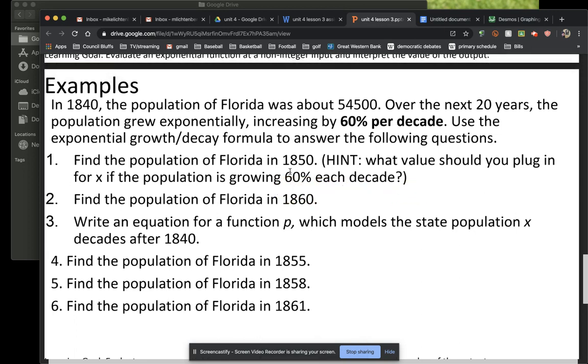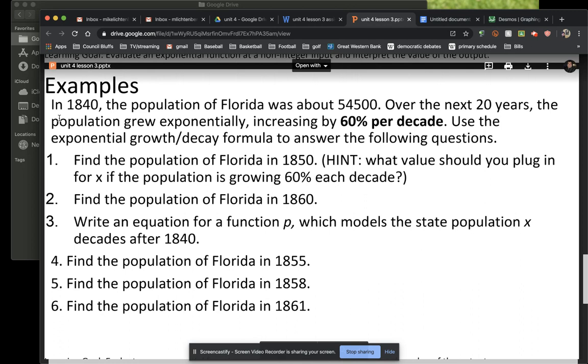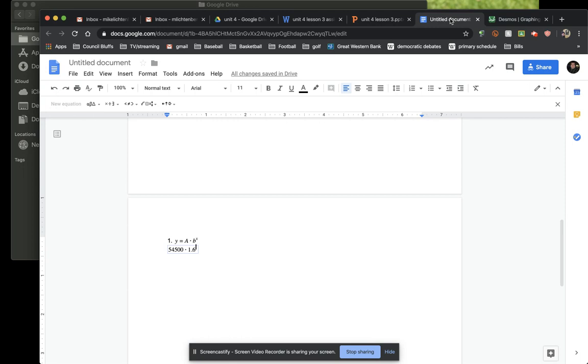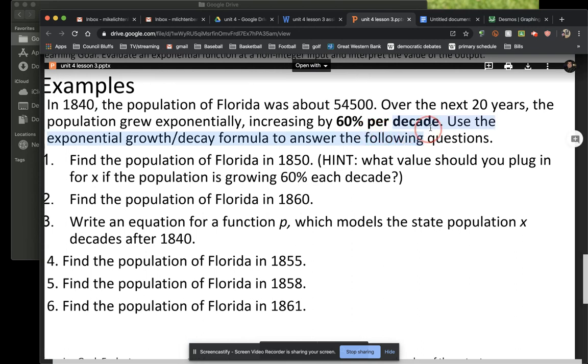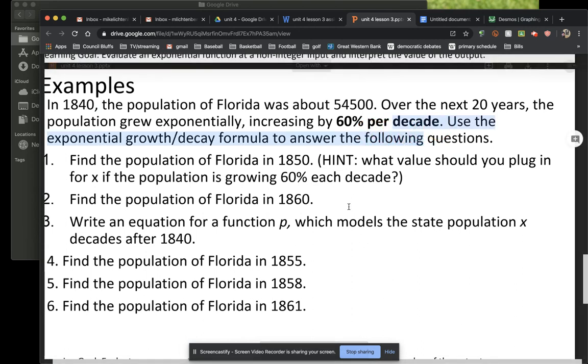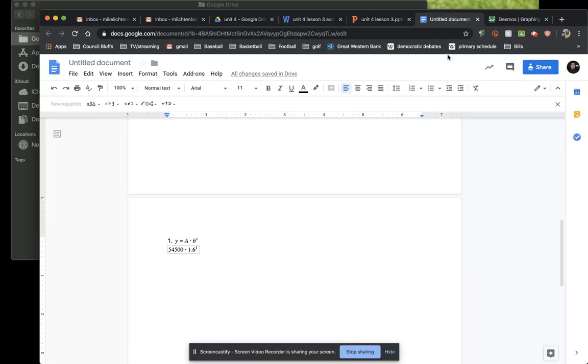So 1850 is 1 decade later. It's 10 years later. 10 years is 1 decade. So what I'm actually going to plug in for X is 1, because my growth factor is per decade. So 1850 is 10 years later, which is 1 decade. 10 divided by 10 is 1 decade. So I'm going to plug in 1 as my exponent.